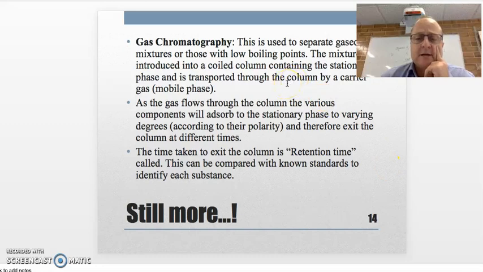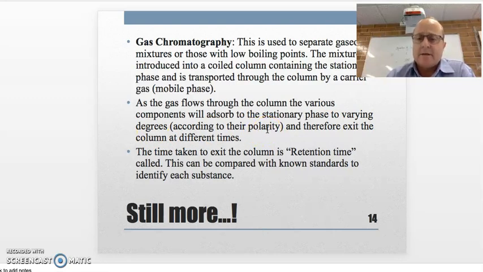In gas chromatography, the mixture is introduced into a coiled column containing the stationary phase and is transported through the column by a carrier gas, a mobile phase. So in this case, the mobile phase is a gas. The stationary phase is still a solid. Stationary phases are always a solid substance. As the gas flows through the column, the various components will adsorb to the stationary phase to varying degrees according to their polarity. Same concepts, absolutely same principles.